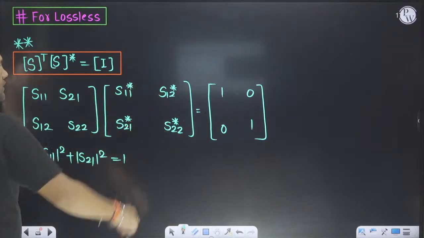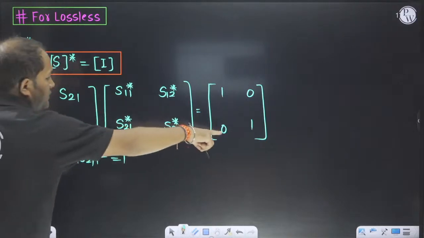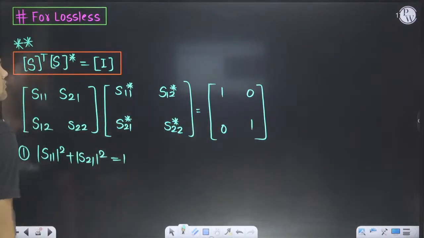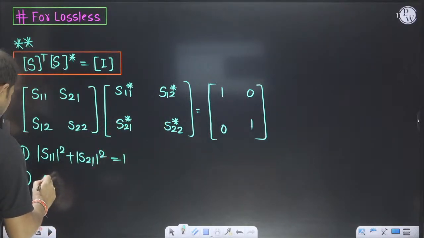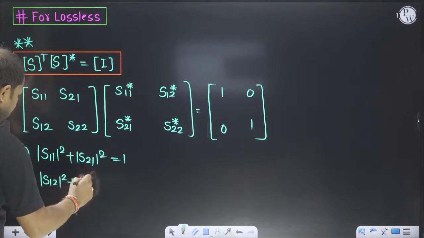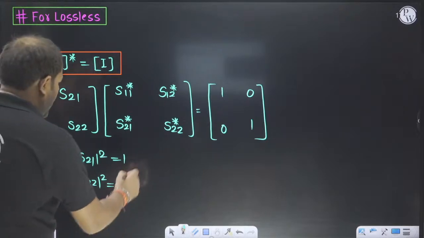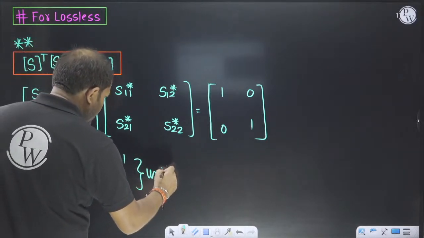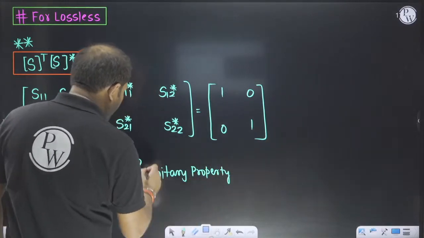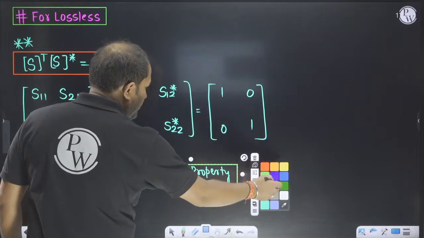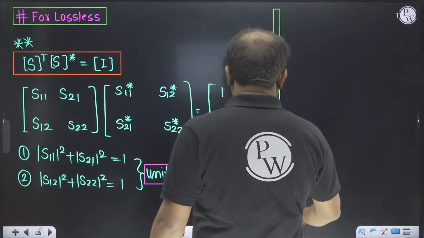First row, second column, you will get 0. Second row, first column, you will get 0. Second row, second column, you will get 1. So mod S12 square plus mod S22 square is equal to 1. This is the point. This is known as the unitary property for lossless transmission, for a lossless device.